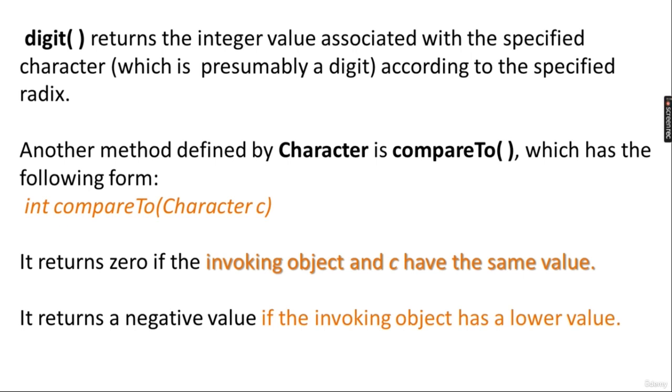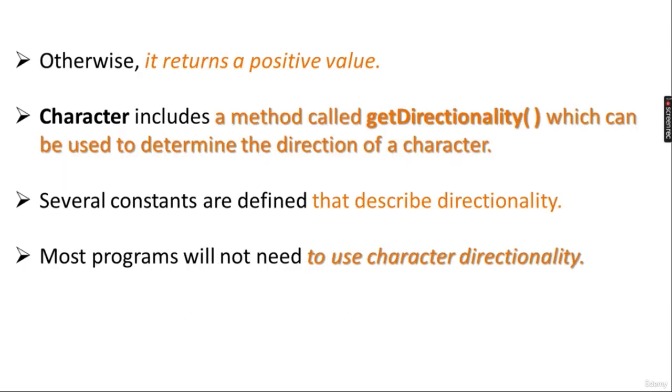Another method defined by Character is compareTo, which has the following form: int compareTo(Character c). It returns 0 if the invoking object and c have the same value. It returns a negative value if the invoking object has a lower value. Otherwise, it will return a positive value.